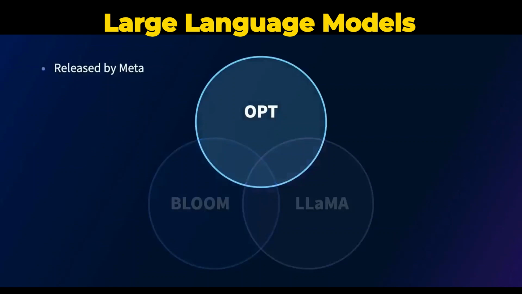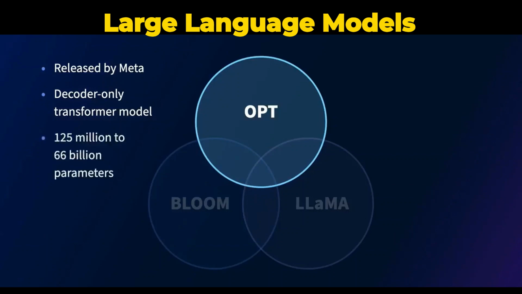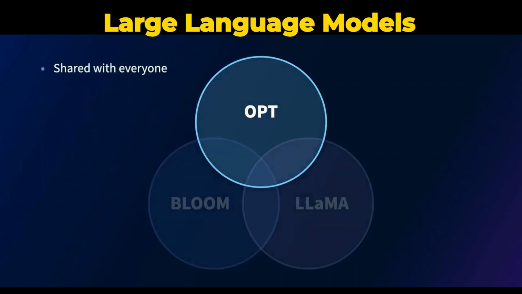Meta released OPT, or Open Pre-trained Transformers. This is a couple of decoder only pre-trained transformers ranging from 125 million to 66 billion parameters, which they shared with anyone.